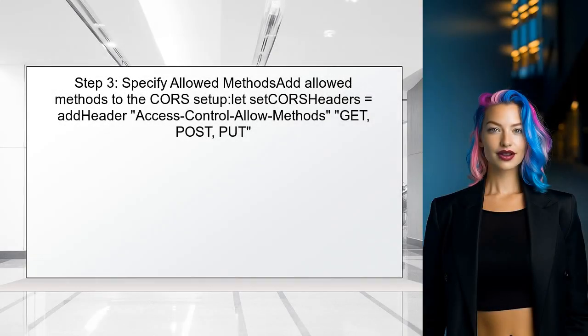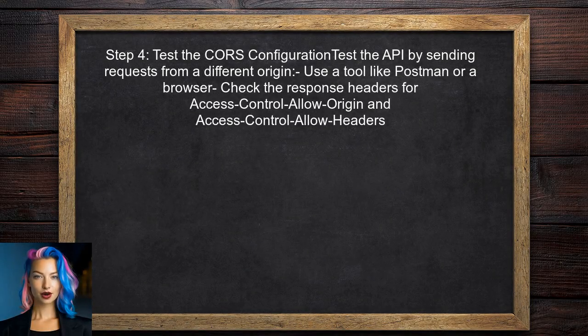After setting the headers, the user should also specify the allowed methods for CORS requests. This is important to ensure that the API can handle different types of requests. Finally, the user should test the API to confirm that the CORS configuration is working correctly. They can do this by sending requests from a different origin and checking the response headers.